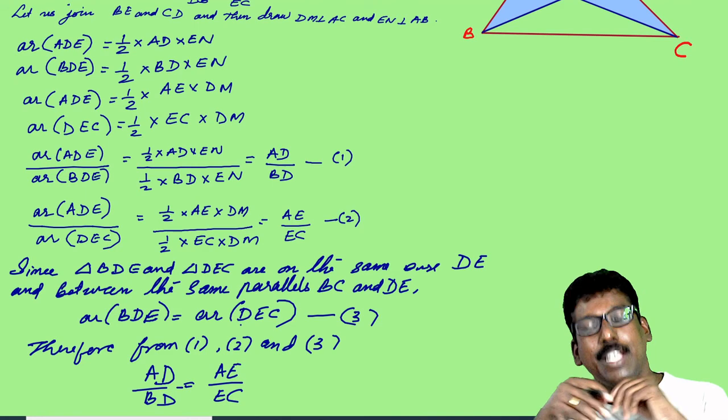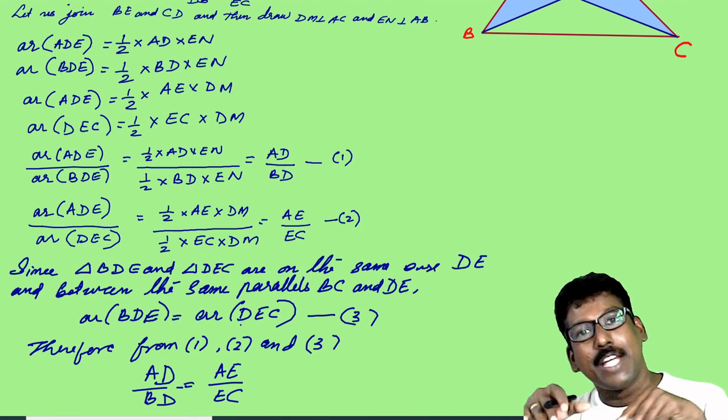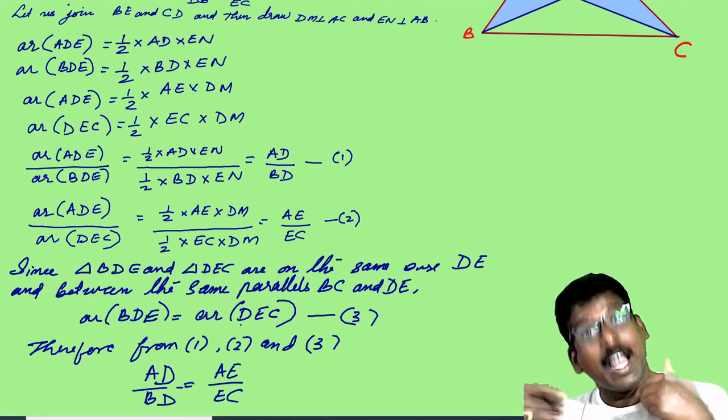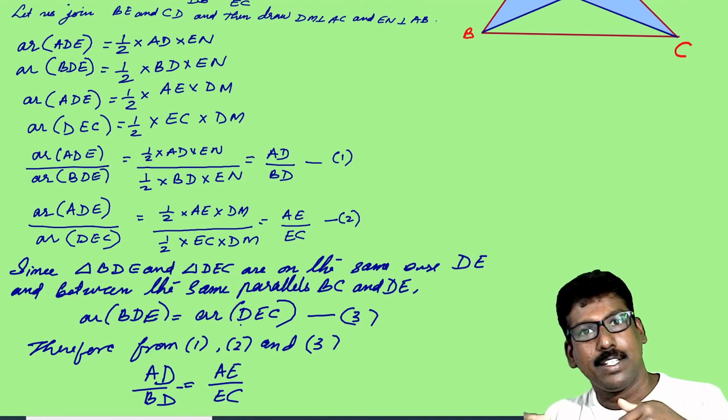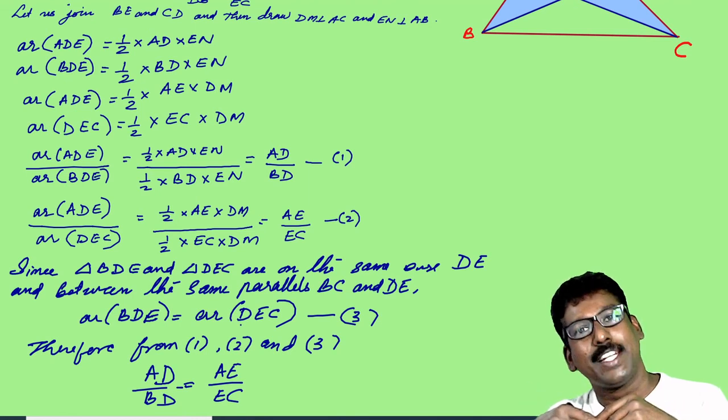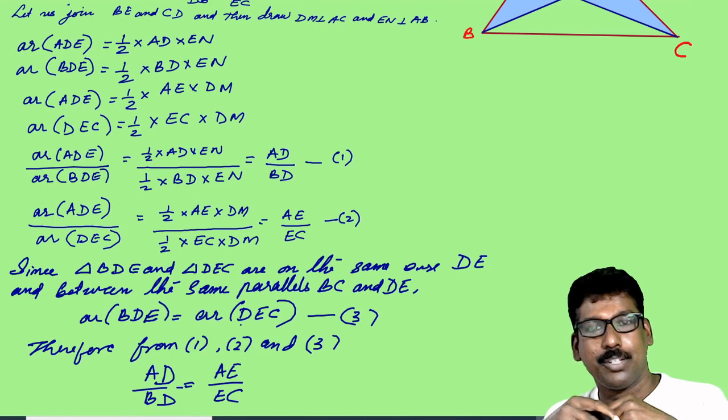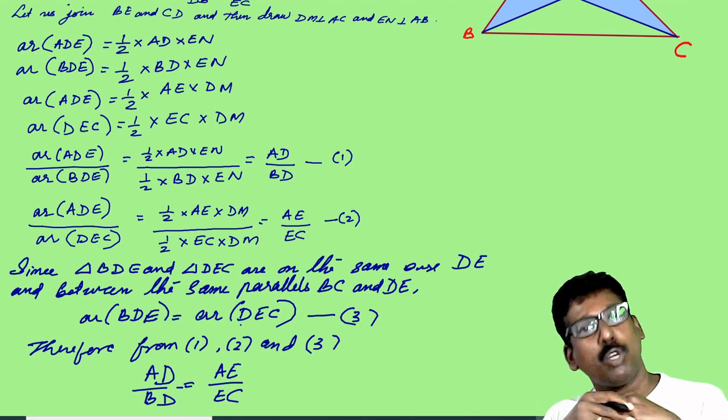That is, if a line is drawn parallel to any side of a triangle to intersect the other two sides in distinct points, then the other two sides are divided in the same ratio. So this is an important theorem.